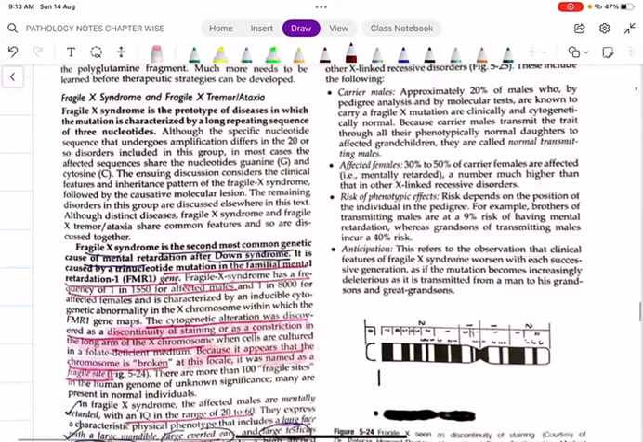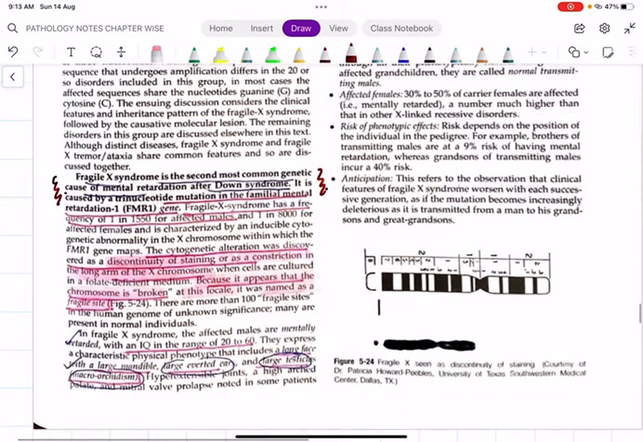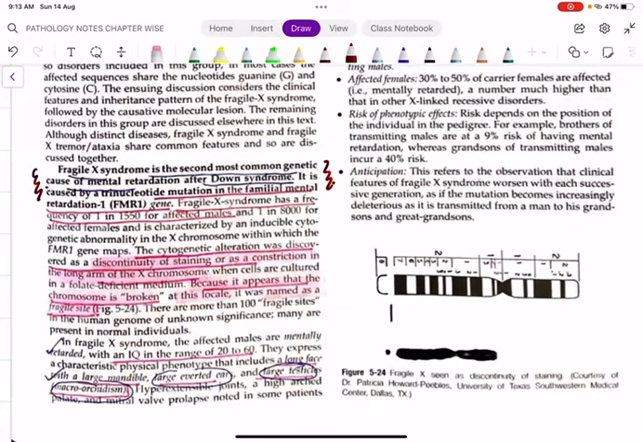Fragile X syndrome, I told you, Down syndrome is the most common genetic or hereditary cause of mental retardation. After Down syndrome, it is Fragile X syndrome that is the most important cause. It is caused by a trinucleotide mutation in the Fmr1 gene, that is familial mental retardation 1 gene. So why is it called fragile? Because of the cytogenetic alteration.